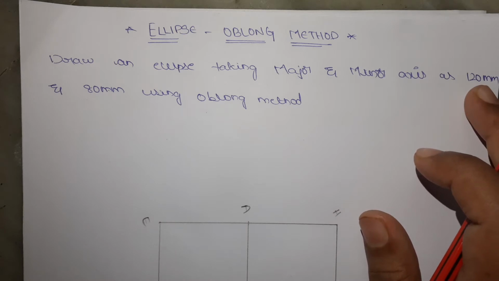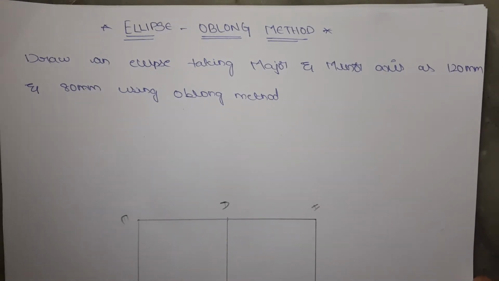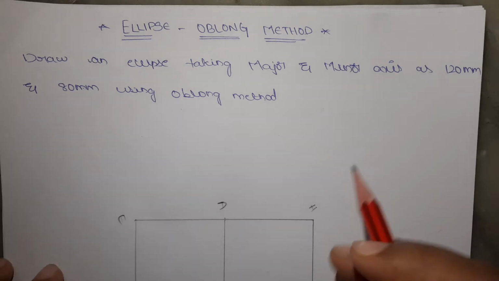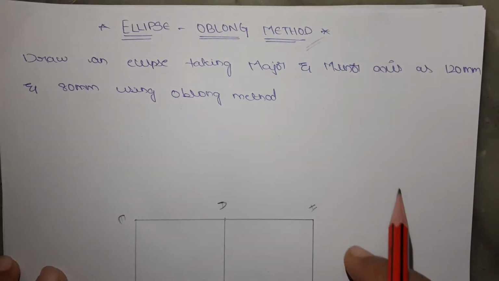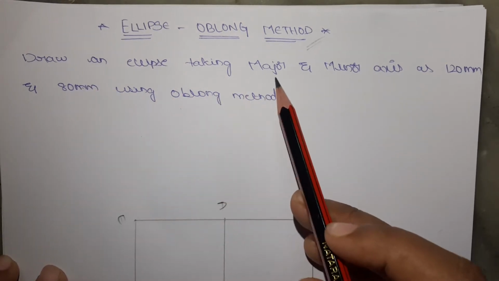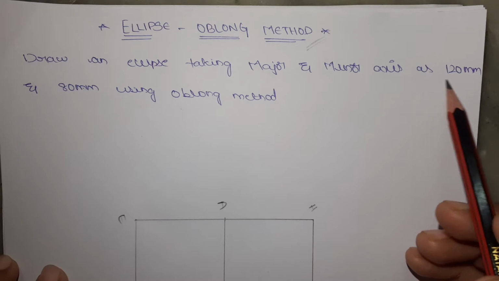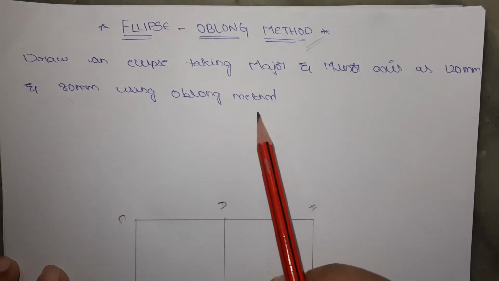Today we are going to see the procedure to draw an ellipse by using oblong method. In the previous videos we have seen the procedure to draw ellipse by using other methods. In this video we are going to see oblong method. In this method the question will be asked like this: draw an ellipse taking major and minor axis as 120 mm and 80 mm using oblong method.